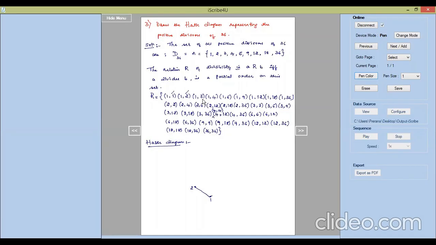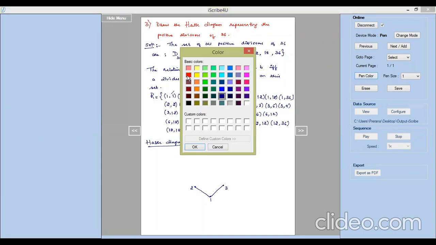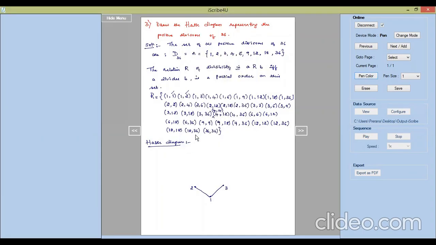So 1, 2, 3 there is an edge. Okay. Next we will consider the remaining, by just 1 comma 3 is over. So 1, 4. I will not be drawing 1, 4 because 1 comma 2 and 2 comma 4 will indirectly give us 1 comma 4. So I will be ignoring 1 comma 4.